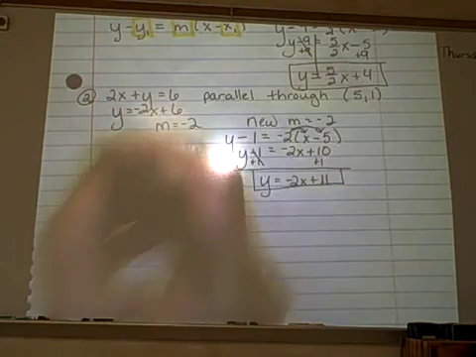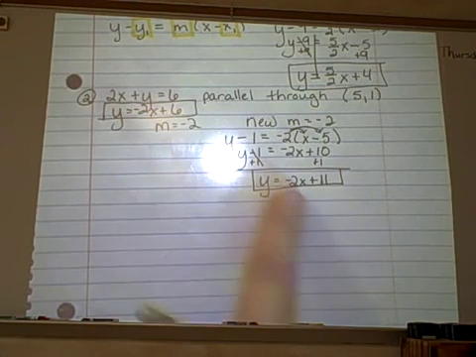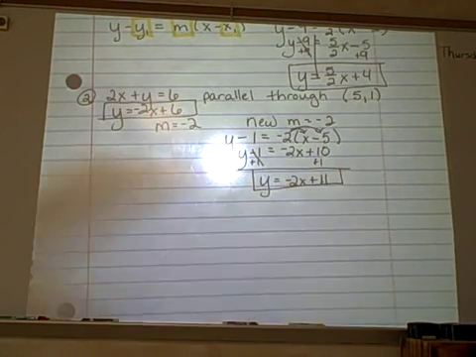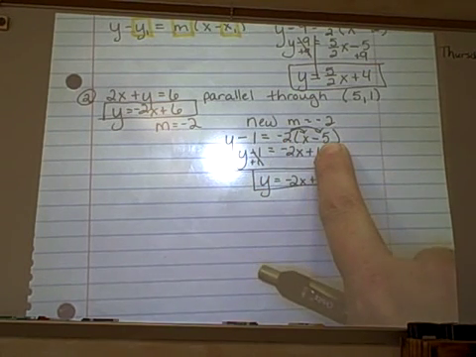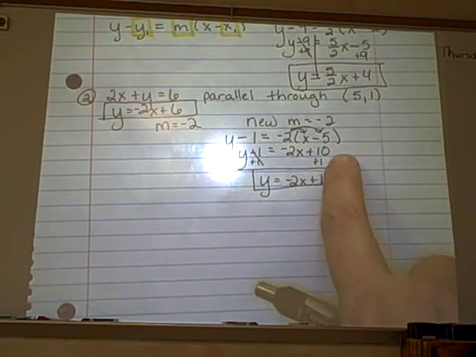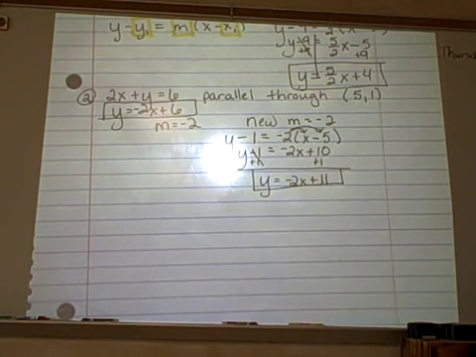And you can tell they're parallel because here's my original, negative 2x plus 6, and negative 2x plus 11. Wait, how did you get 10? How'd I get 10? I did negative 2 times negative 5. I distributed.